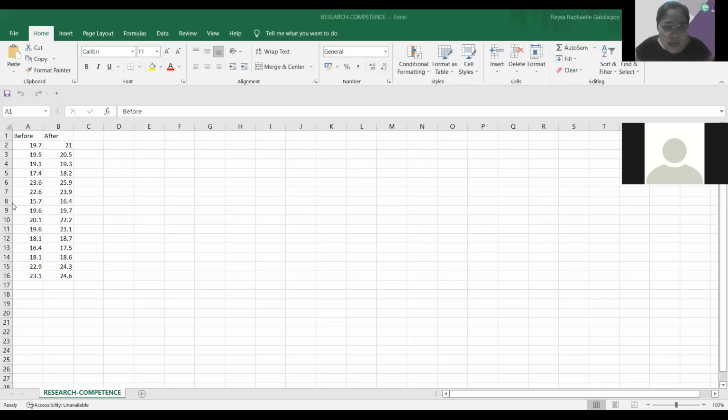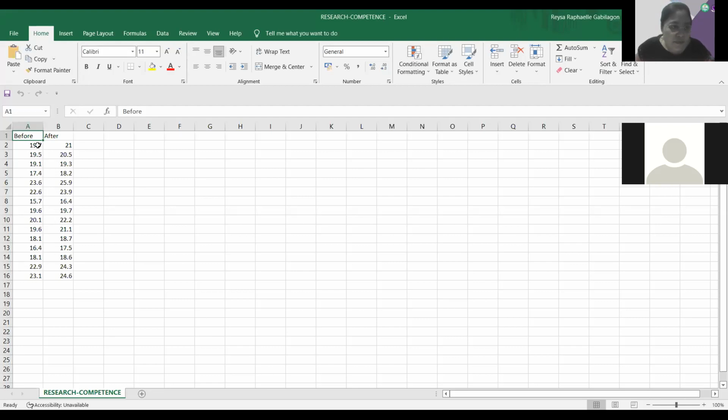Saan naman to? Wala pa na-open. Wait lang. Yung mga testing the relationships, stay put muna tayo. Okay. So this is my hypothetical data for the paired t-test.